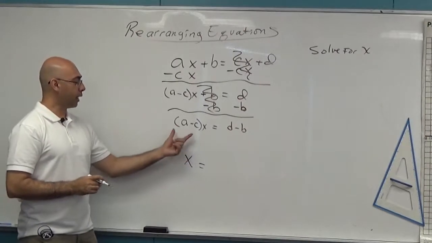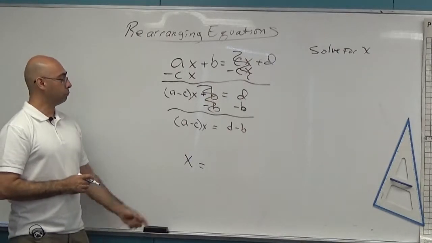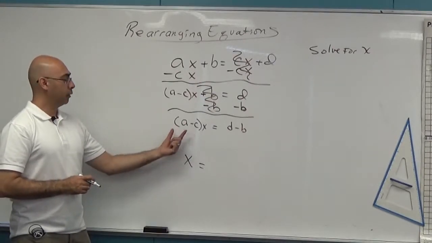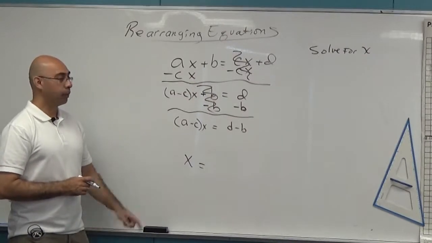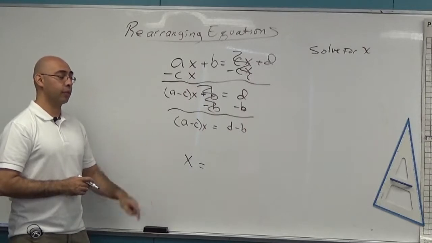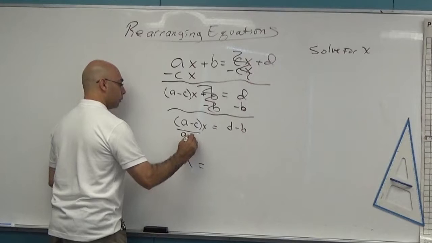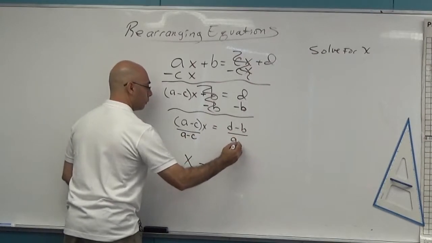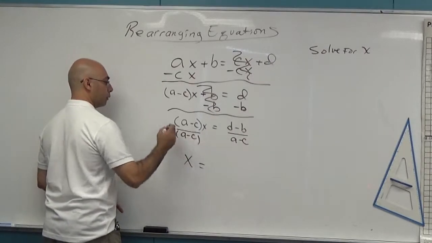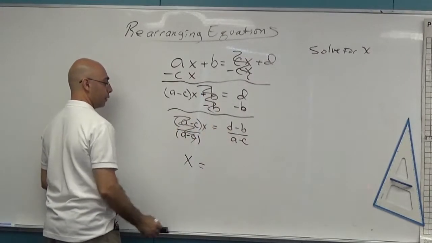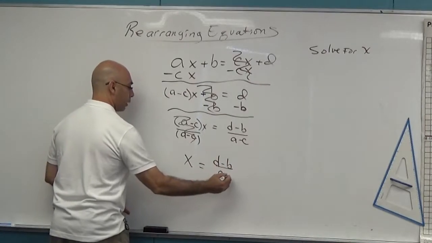I have my x's on one side, but do I have everything else on the other side? No, I don't. What do I have over here? And what is that a minus c doing to the x? Multiplying. So how are you going to get rid of it then? You're going to have to divide by that. If you want, put parentheses there. These go away, and again, treat both sides equally. So your final answer is d minus b over a minus c.